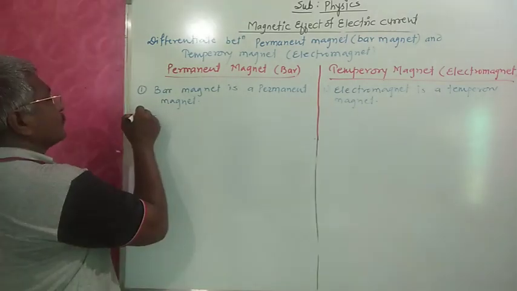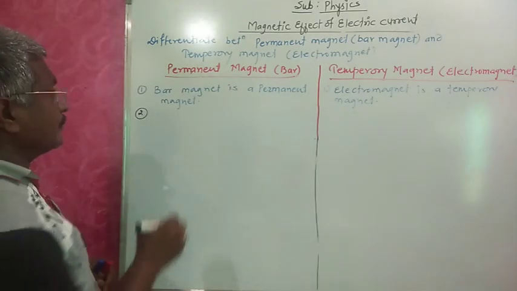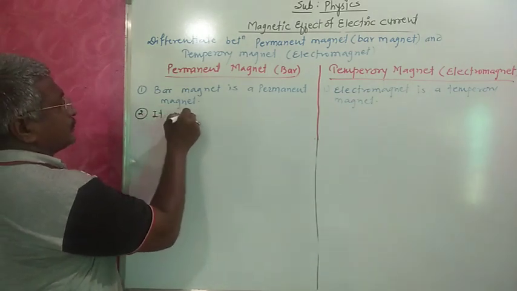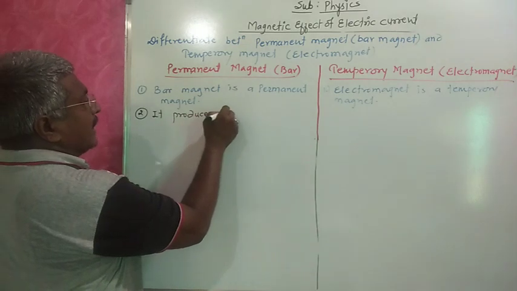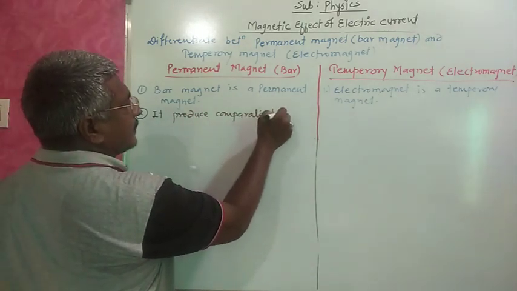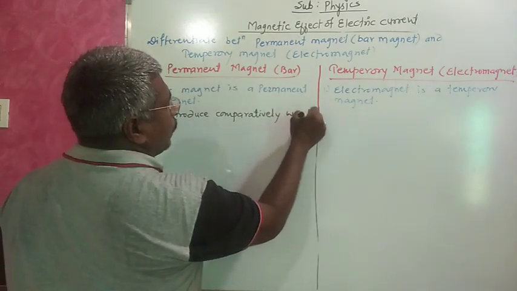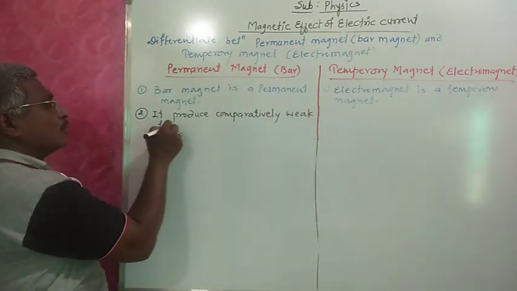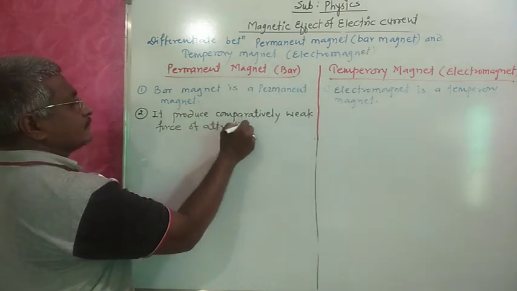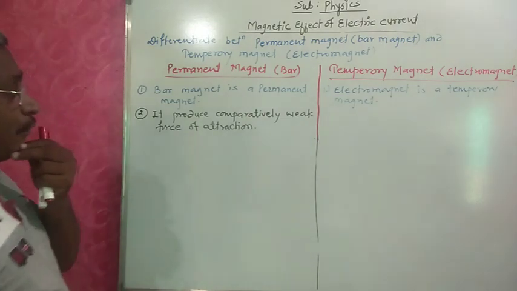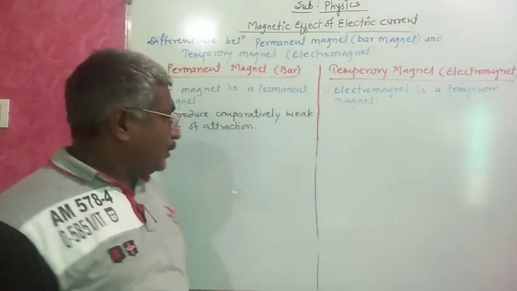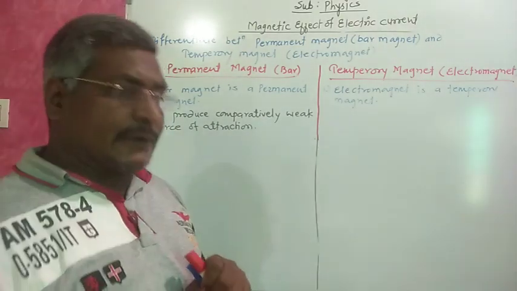So second, it produces comparatively weak force of attraction. What is it? Produces comparatively weak force of attraction. What is the meaning of weak force of attraction?